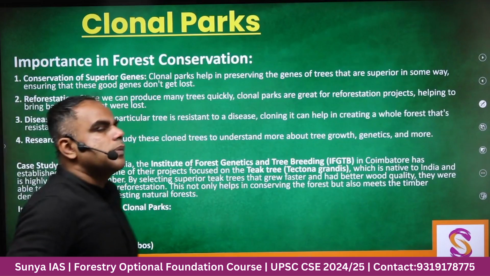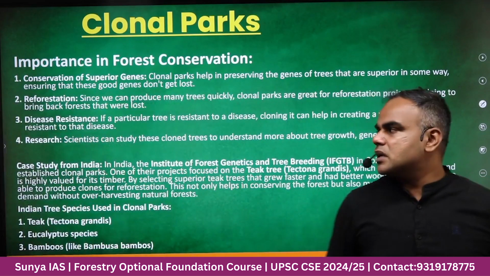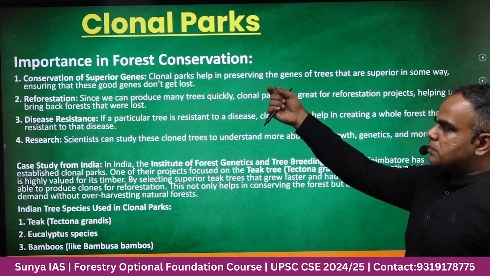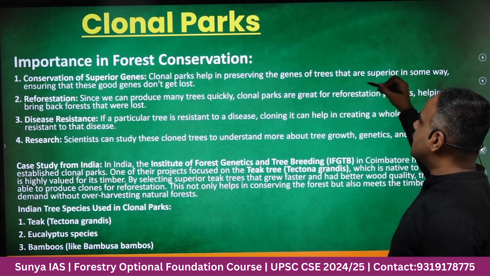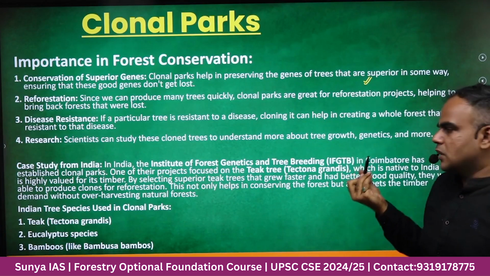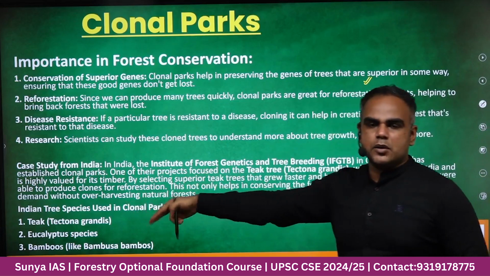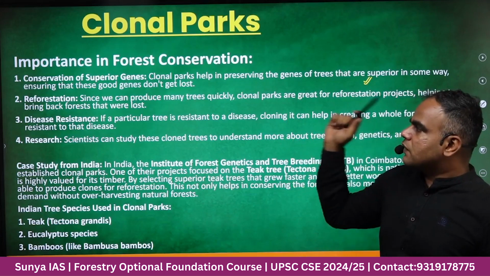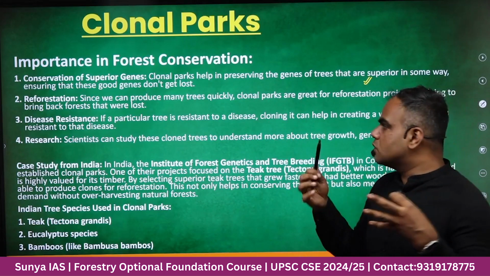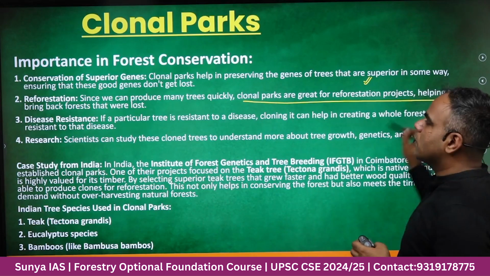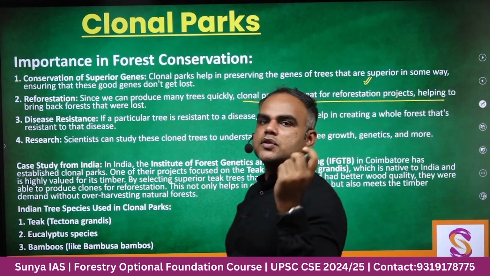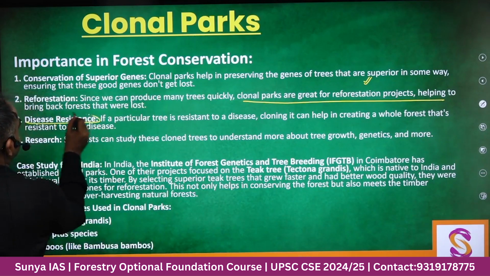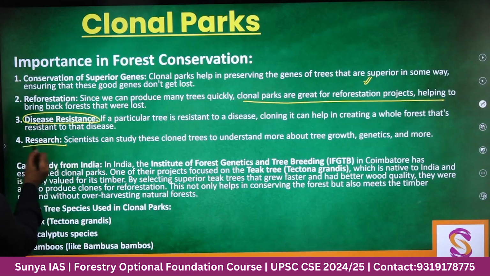Okay, now how does this help you in forest conservation basically? Okay, so here also the points are good enough. So one is, if you want to conserve the superior genes, this was done in the case of teak, Tectona grandis, eucalyptus, or let's say bamboo species. If you want to do reforestation very quickly, clonal parks are very good. Okay, so again restoring of the lost forest can be done through clonal parks. Again, this can help you in disease resistance also. It can also help you in research activities.